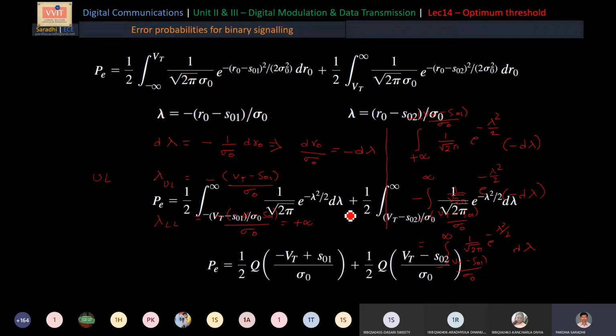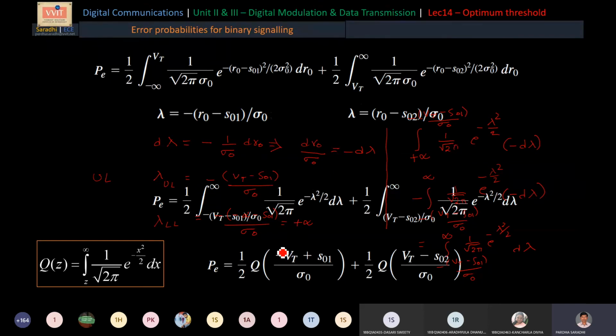So I hope this is visible, both the integrations. Anywhere you find this kind of integration with zero mean and unit variance, what is sigma here? 1. 1 means the variance or standard deviation is equal to 1. What is the mean of this Gaussian expression? It is 0.